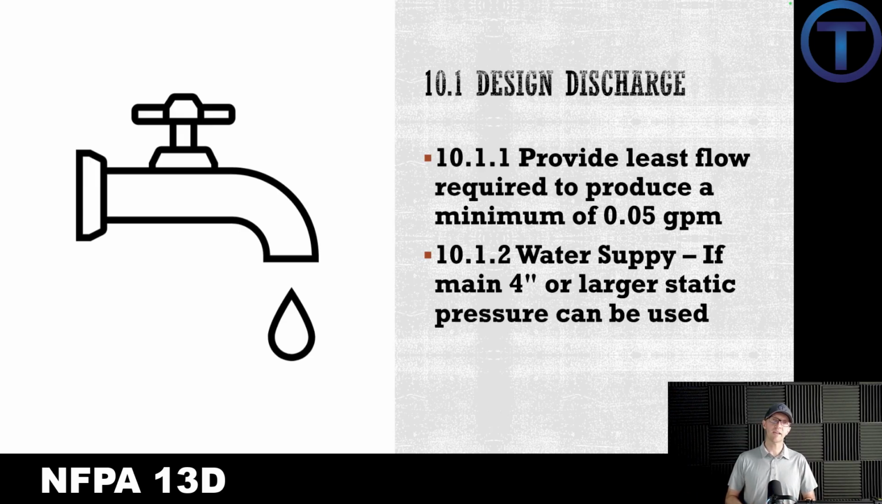10.1.2 talks about the water supply, and if the water main in the street is 4 inches or larger, then the static pressure can be used when we're calculating our sizes. Now, we need to know the pressure of the system in order to calculate pipe sizes. But there's that variable. If you're on a well and you don't have a 4-inch main, you're going to have to factor in different things to make sure you have adequate pressure. Whereas they figure if you have a big main out there, 4-inch, plenty of volume, then we can just go with that static pressure being delivered from that main in the city. This saves a little bit of calculation when we look at the water source.